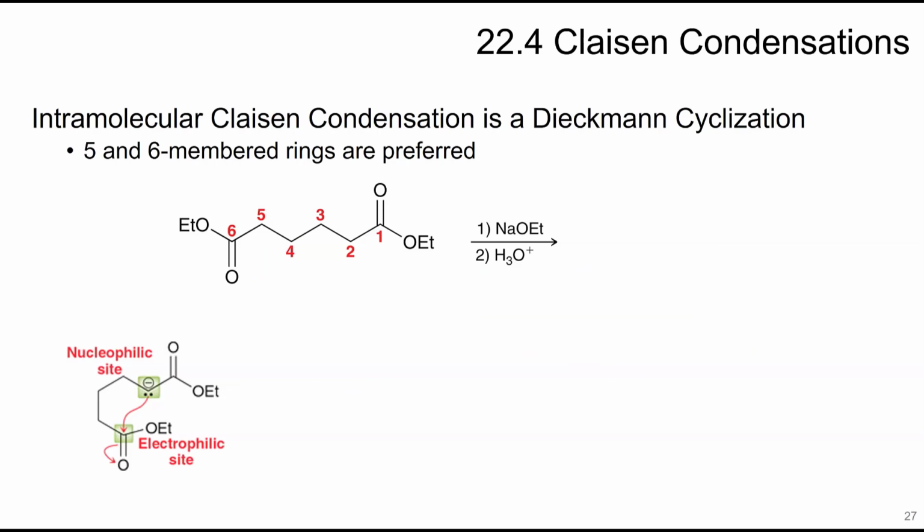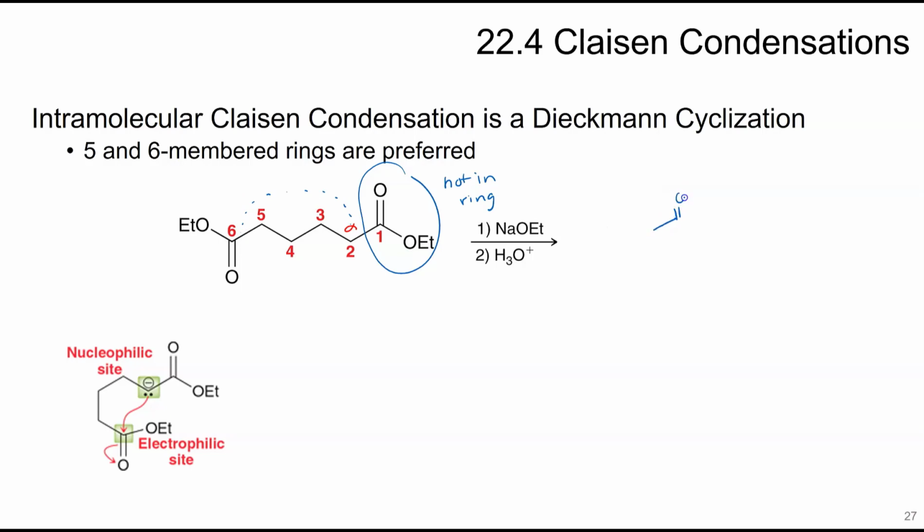And just like aldol condensations, where we could do cyclic ones, we can also do cyclic Claisen condensations. If it's an intramolecular Claisen, this is called a Dieckmann cyclization. 5 and 6 membered rings are preferred. So in this one here we have 1, 2, 3, 4, 5, 6. This is a diester. 2 is where the alpha site is, and that's where the nucleophile is going to form. And so we're going to get a bond between 2 and 3. So this ester part of it, this is not in the ring. So the bond is going to occur between 2 and 6.